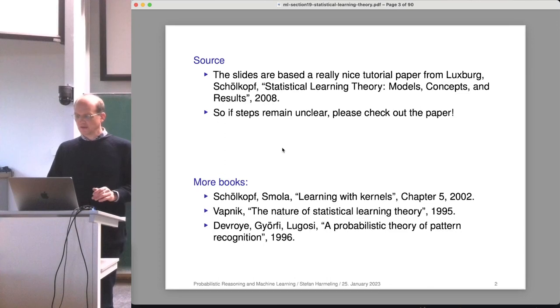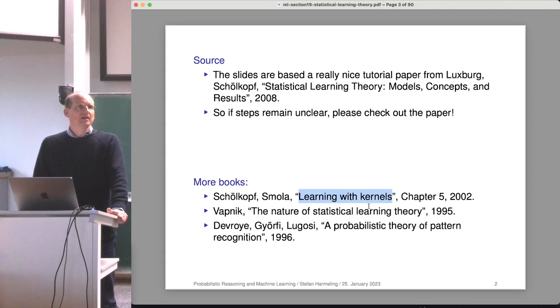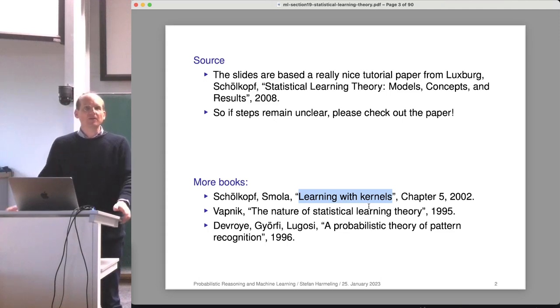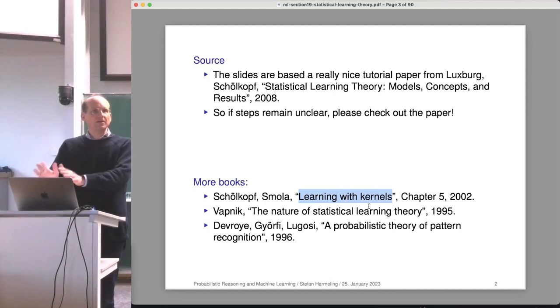There are, of course, a couple of books that also cover this area. There's a more accessible book called Learning with Kernels from Schölkopf and Smola, and they have a chapter on this topic as well. Learning with Kernels was at some point maybe the Bible for kernel methods, so for methods like support vector machines, for classification and regression, also for kernel PCA and all these related ideas, kernelizing things.